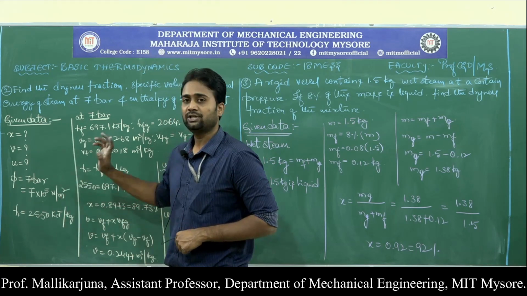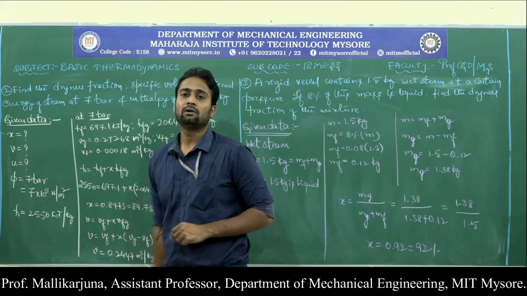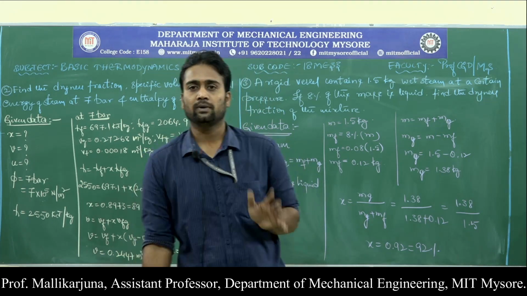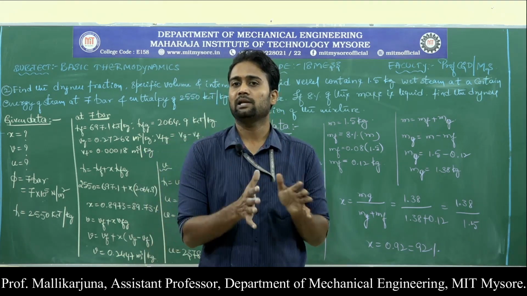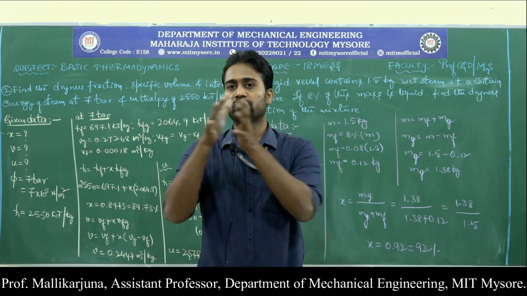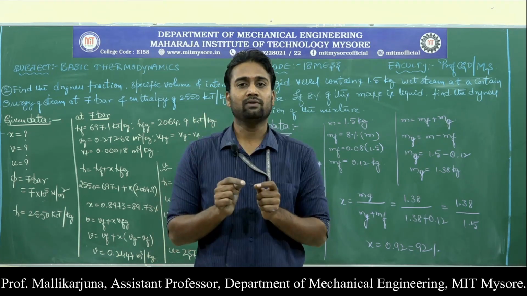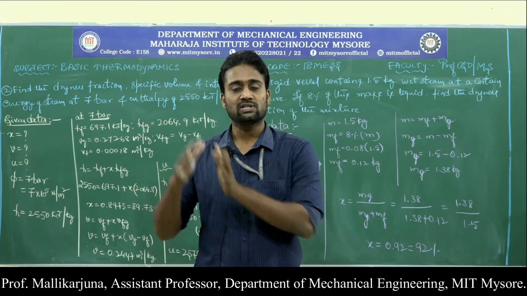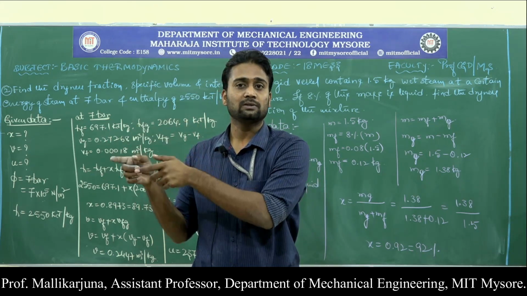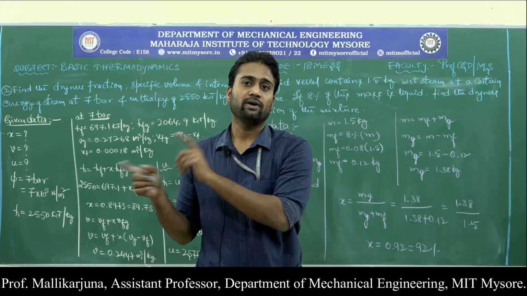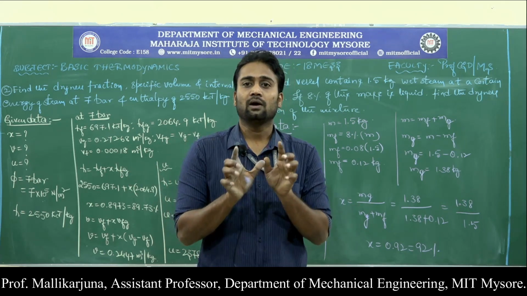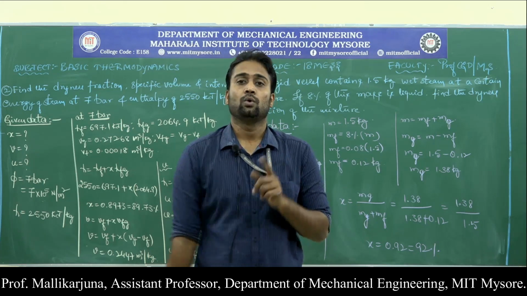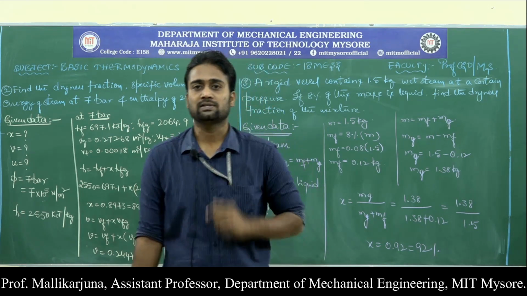Now enthalpy is known, pressure is known, but I do not know the value of dryness fraction. Here one thing is for sure: if X is equal to 0, I am dealing with liquid. If X is equal to 1, I am dealing with dry vapor, saturated vapor. If X is greater than 1, I am dealing with superheated vapor, wherein X does not matter. Now if X stands in between 0 and 1, then I am dealing with wet steam. First try to fix this.